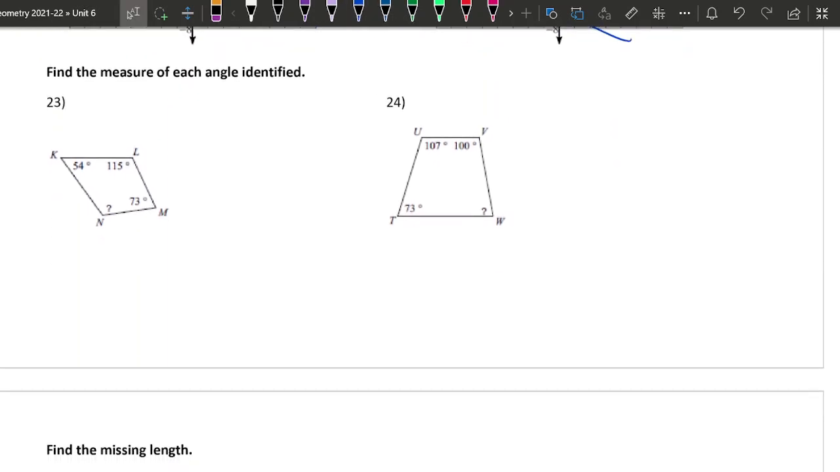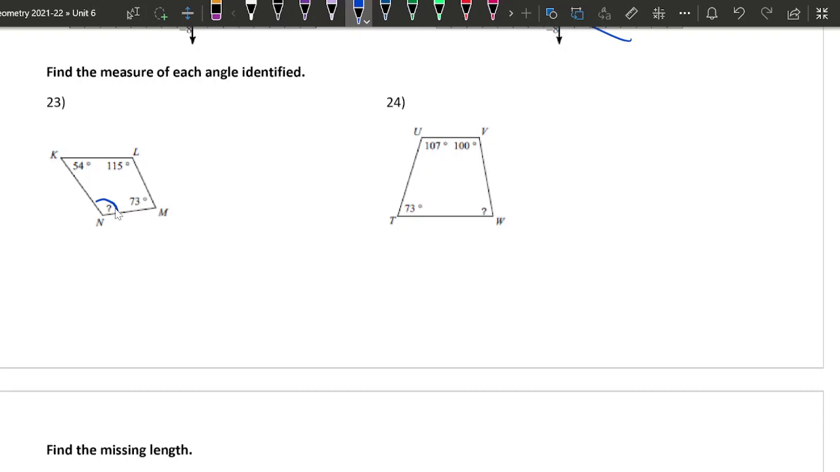So looking at number 23, first identify what it is you're asked to do. You need to find the measure of the angle identified. Okay, so in this case, we're looking for this angle. So we have to see what do we know and what do we have to work with. I see I have a four-sided figure. Do I know what kind of four-sided figure this is? No, I don't know, but I do know it's a four-sided figure. So it's a quadrilateral. And I just want the angle.